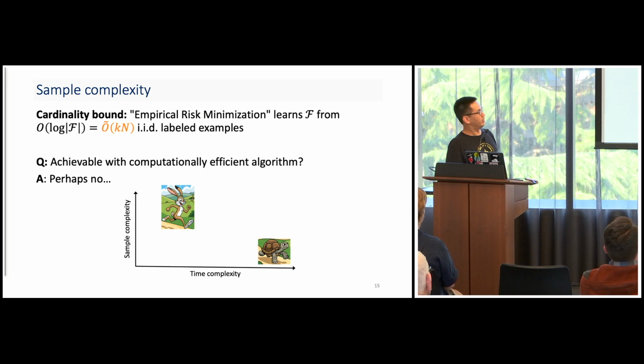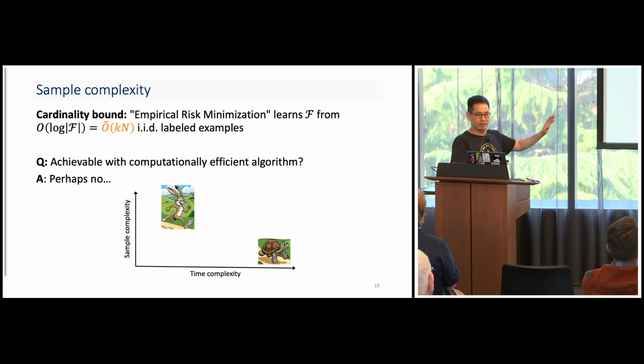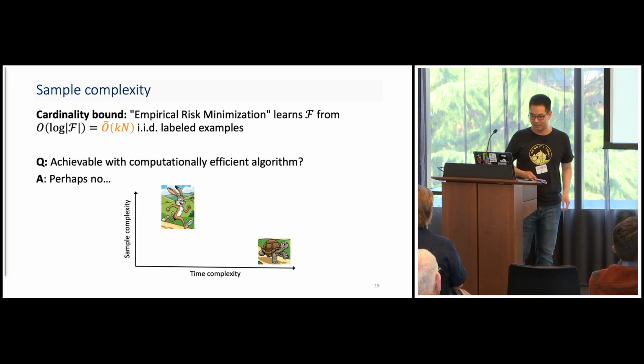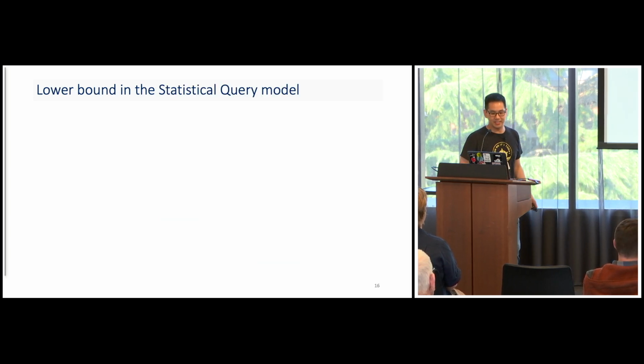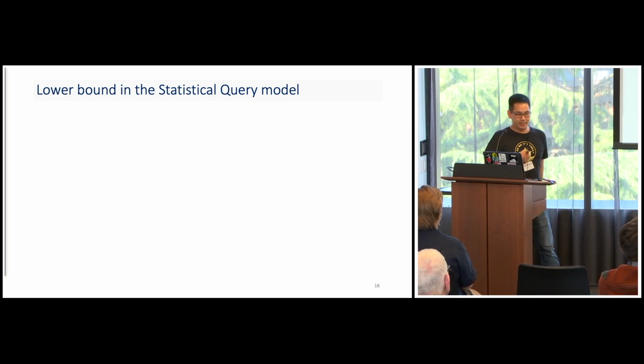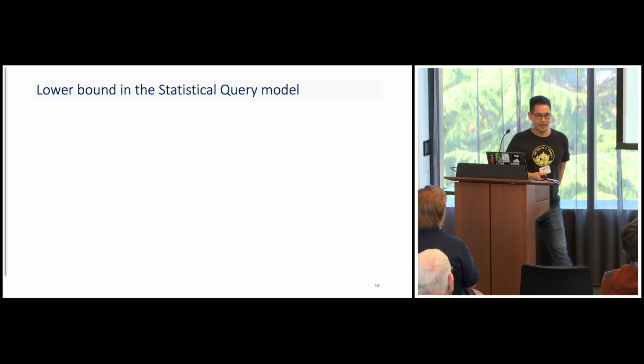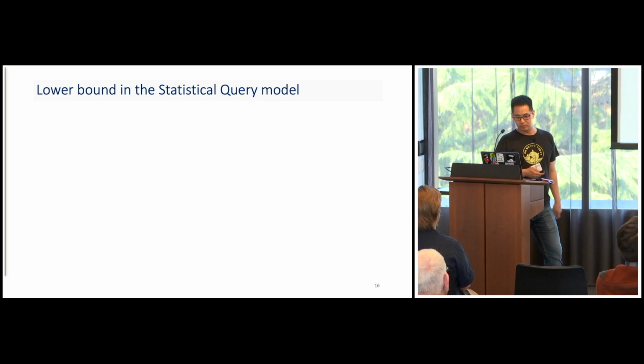Okay? And so the question is, is this a real gap, or is it just our inability to come up with good algorithms? We have some evidence to suggest that it's real, and that comes in the form of what's called a lower bound in the statistical query, or SQ, model.